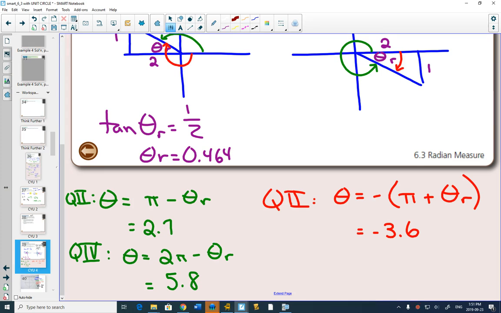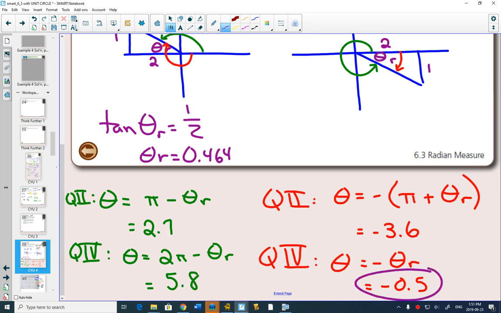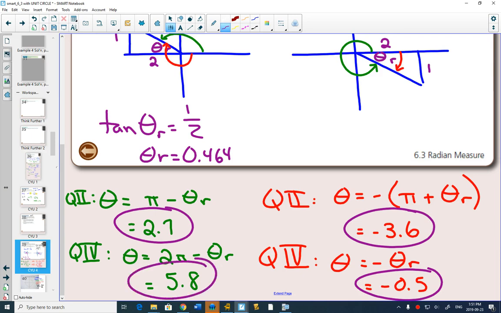And finally, in quadrant 4, if I was dealing in degrees, I'd say my answer is going to be exactly the same as my reference angle, just negative. So in this case, my reference angle was 0.46, rounded to the nearest tenth, 0.5. And so we get 4 answers for theta between negative 2 pi and 2 pi. Usually with the CAST rule, you have an angle in 2 different quadrants. So between 0 and 2 pi, you get 2 answers. In this case, we went from negative 2 pi to 2 pi, so we got 4 answers.